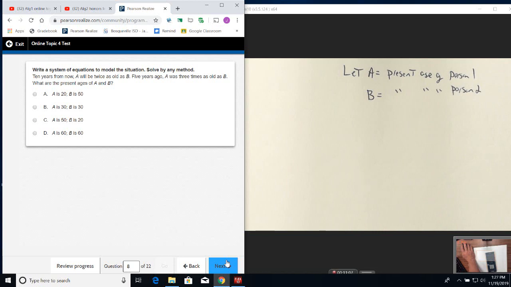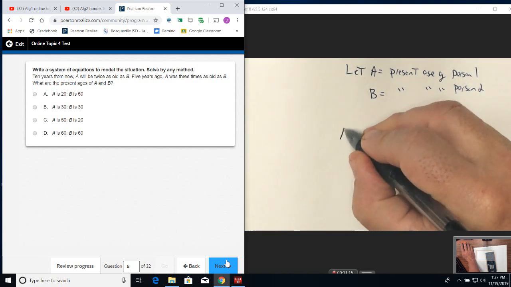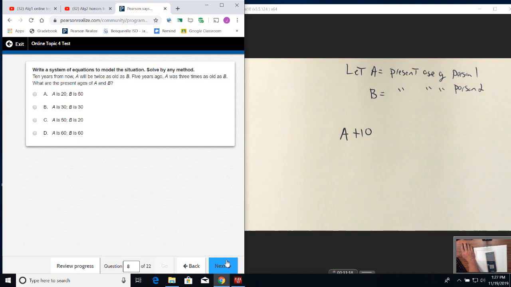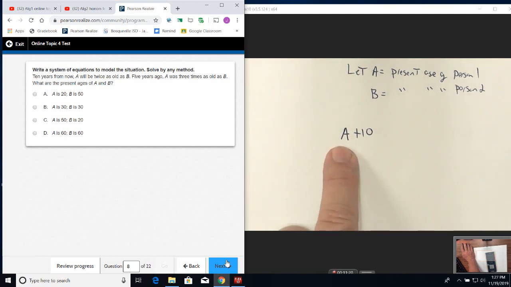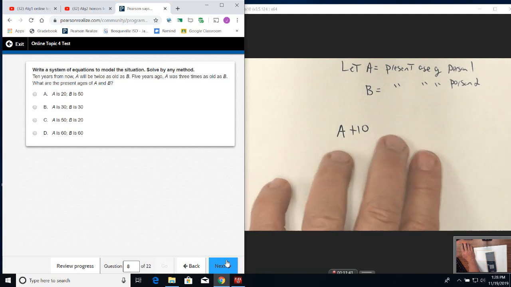Make sense? So in this first problem, it says 10 years from now, what is my age? Well, that's my age plus 10. Don't you agree? So if I'm 47, in 10 years I'm going to be 57, right? If I'm 50, in 10 years I'm going to be 60, and so forth. You get the idea? That's me. Now it says 10 years from now, I'm going to be 10 years older, and then I will be twice as old as B. So person A will be twice as old as person B.